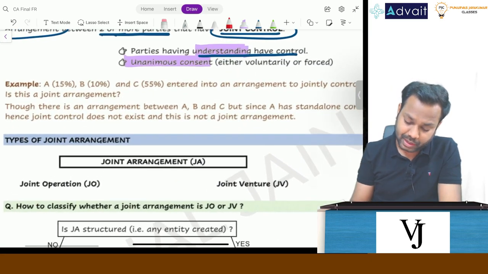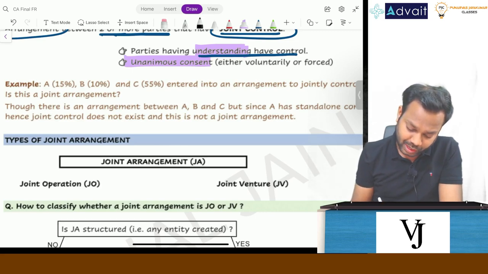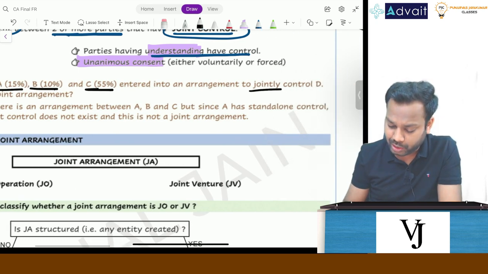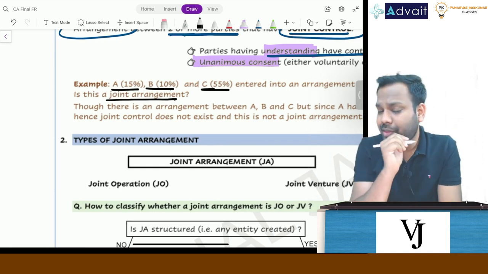See, there are three parties, A, B and C, and control of the interest of A is 15%, B is 10%, and C is 55%. They enter into an arrangement to jointly control D. So is this a joint arrangement? Now first we have to say, is this a joint control?